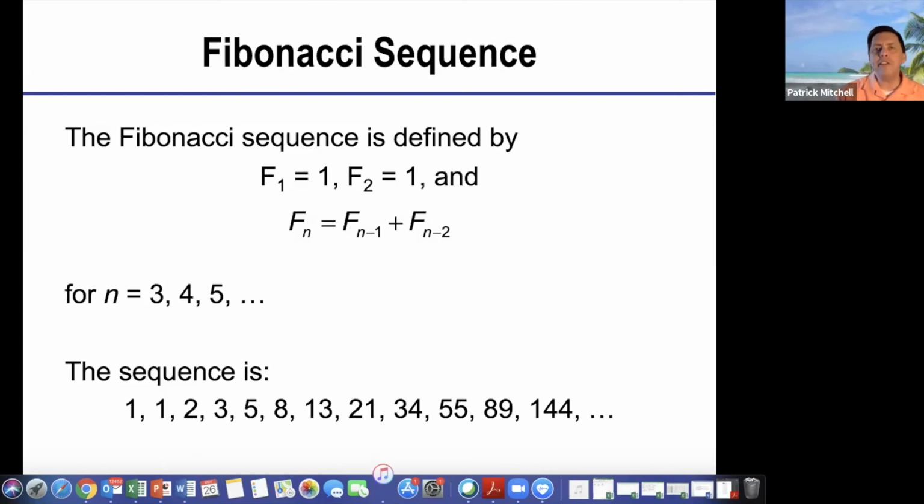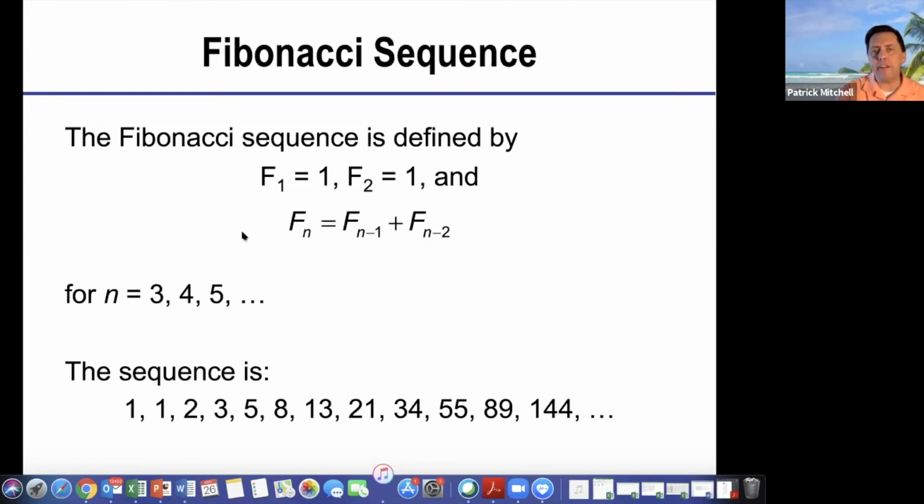So the Fibonacci sequence is defined by the first term is 1, the second term is 1, and then after that, the way that you get each additional term is to add the 2 previous terms.